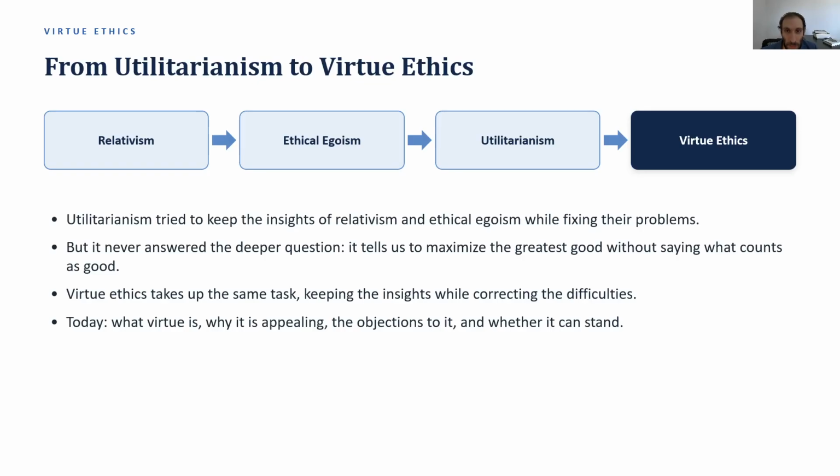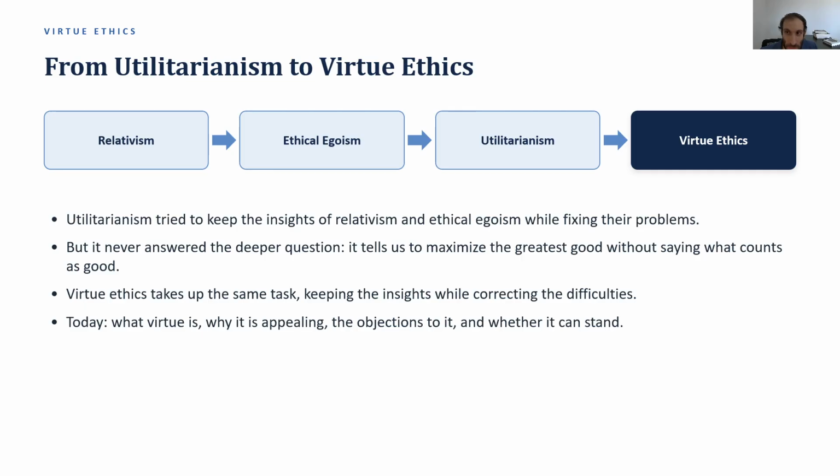Welcome back. In our previous lecture, we discussed utilitarianism. We saw how it sought to incorporate the insights of relativism and ethical egoism while attempting to correct their apparent problems. However, we saw a difficulty in utilitarianism. Utilitarianism ultimately does not answer metaethical questions.